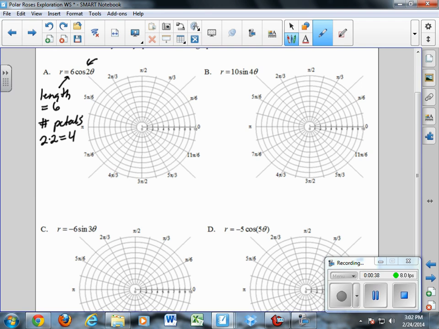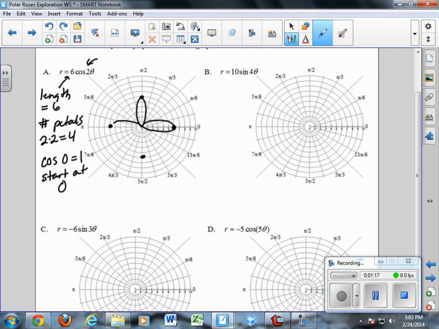Now the cosine has its maximum value at the angle 0. Cosine of 0 is 1, so that means we're always going to start at 0 for a cosine graph, for its first petal. So if the petal is 6 units long, then I'm going to have a petal 6 units long at 0. Since there are 4 petals, they will be evenly spaced, all 6 units long. So I'm going to put one at pi over 2, one at pi, and one at 3 pi over 2. This one's a fairly easy one to do because it's cosine.